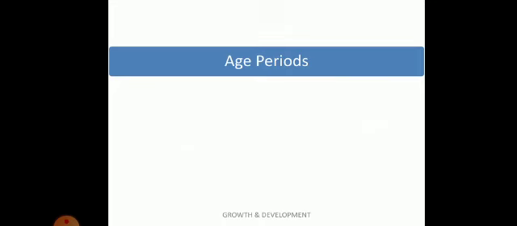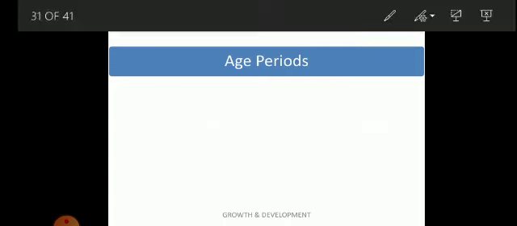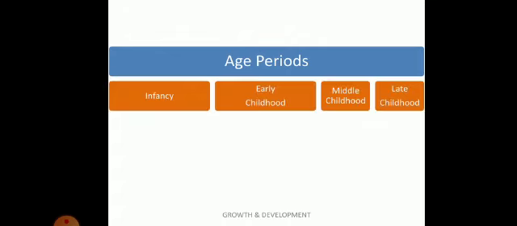Now, different age periods. Depending on different age periods, different names are given. This starts directly from birth. Before birth, we call it the fetus. When the child is inside the uterus of the mother, it is known as a fetus. Later on come infancy, early childhood, middle childhood and late childhood.